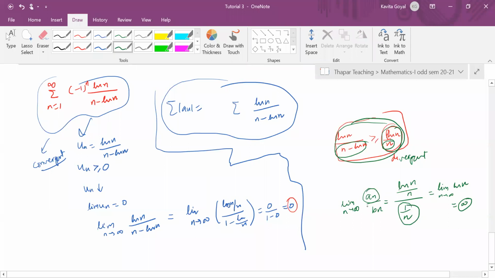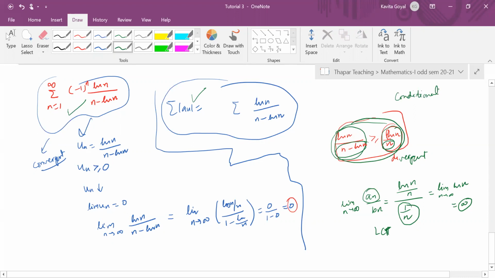Is that okay? Which test is it? Not DCT, LCT. It is the limit comparison test. In DCT you compare directly, here you take the limit. So that is why this is LCT. Fine. So this is divergent. So the original series is convergent, but the modulus is divergent. Therefore, conditional convergence. Is that okay?